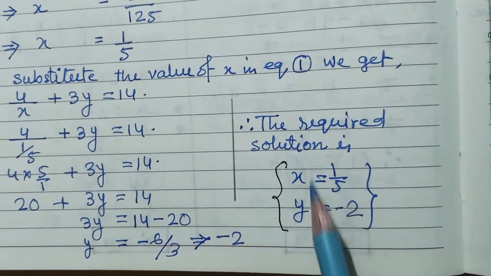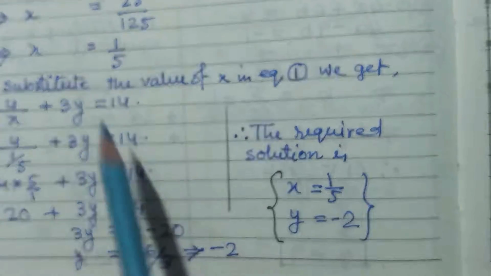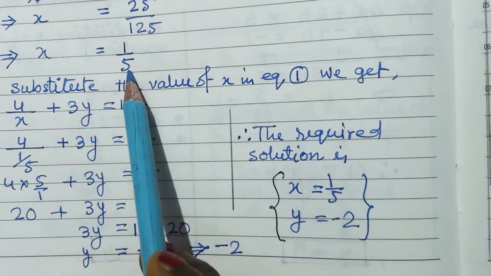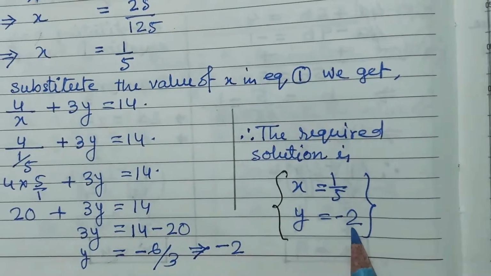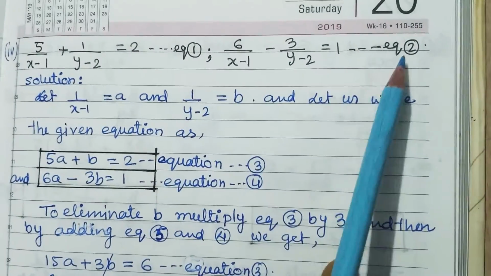You can substitute in any of the equations. So you will get x is equal to, already we have got x's value. x is equal to 1 upon 5 we have got, and y is equal to minus 2. It is the solution. Next equation has been given, it is the first equation, it is the second equation.